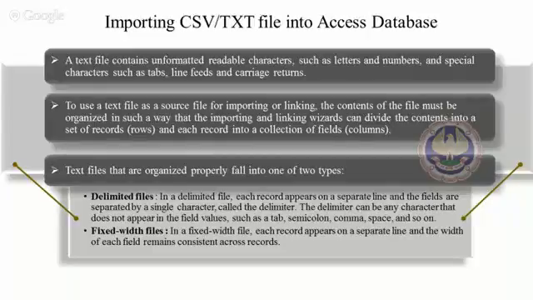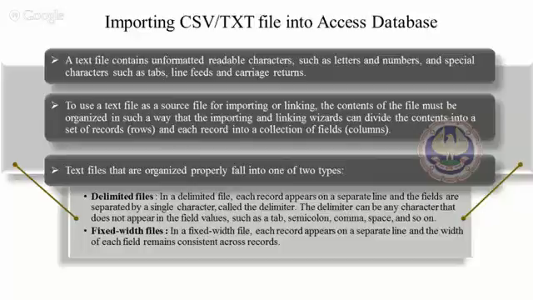Now in case of CSV and TXT, we just need to give them more instructions because they have not used these files with Access. A text file contains unformatted readable characters, as we know, such as letters and numbers, and special characters which are tabs, line feeds, and carriage returns. To use a text file as a source file for importing or linking, the contents of the file must be organized in such a way that the importing and linking results can divide the contents into a set of records or rows, and each record into a collection of fields, that is the columns.